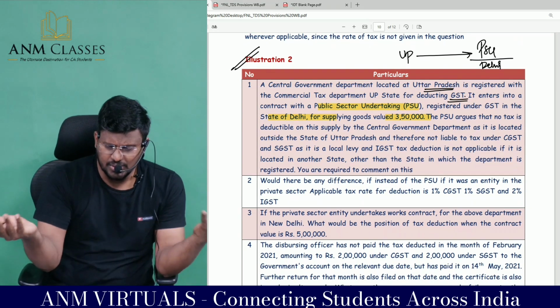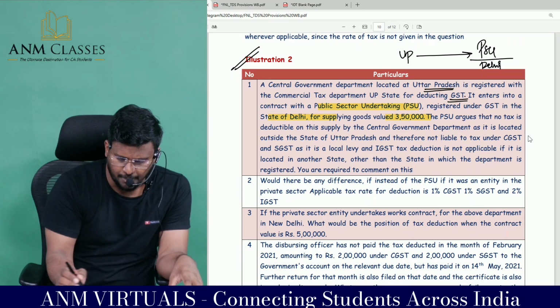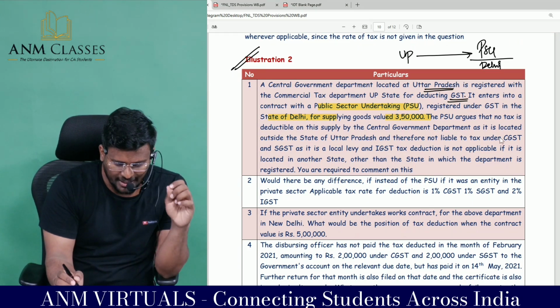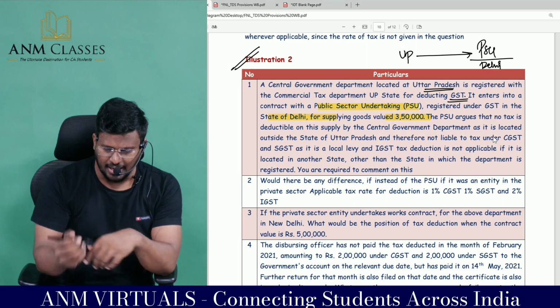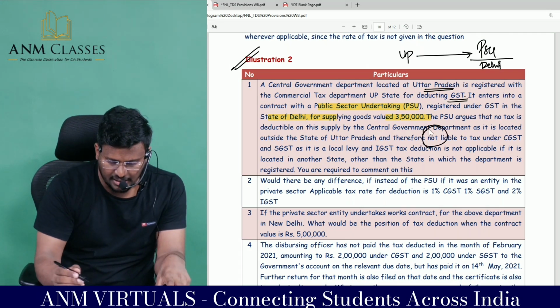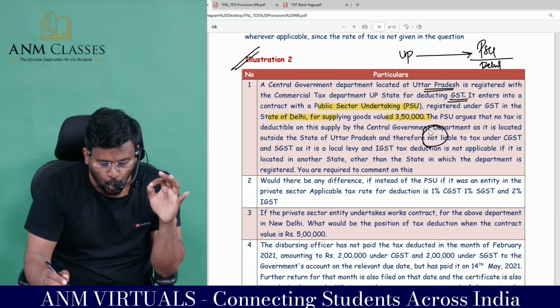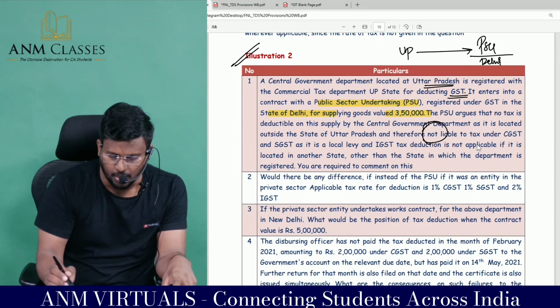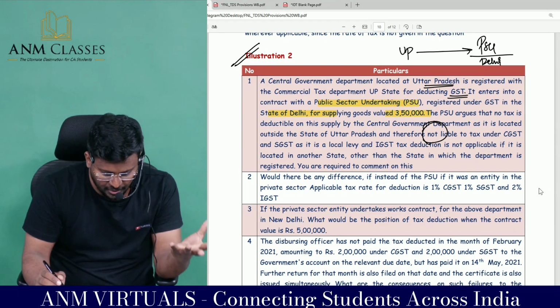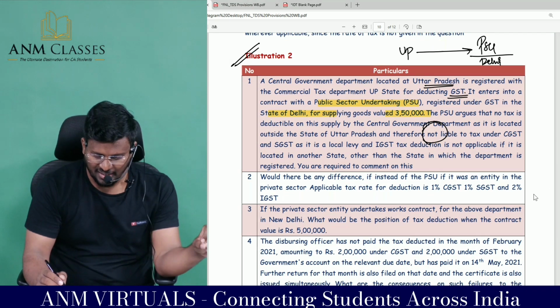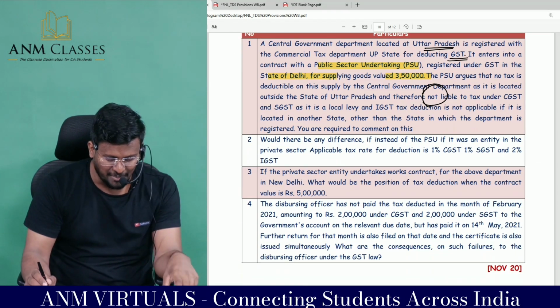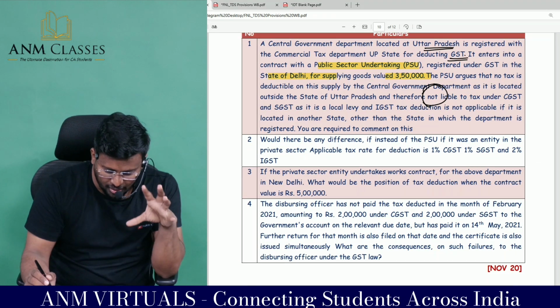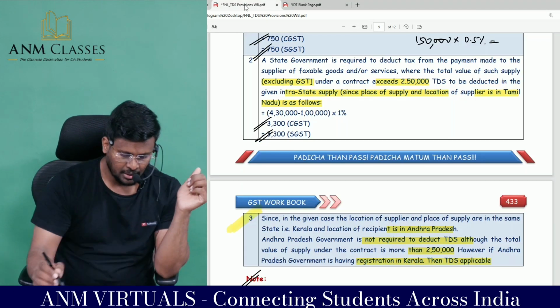The PSU argues that no tax is deductible on this supply by what government? As it is located outside the state of Uttar Pradesh and therefore not liable to tax. Under the CGST and SGST, it is a local levy and IGST tax deduction is not applicable if it is located in what state? Other than the state in which the department is registered, you are required to comment on this is the question. So you tell me.